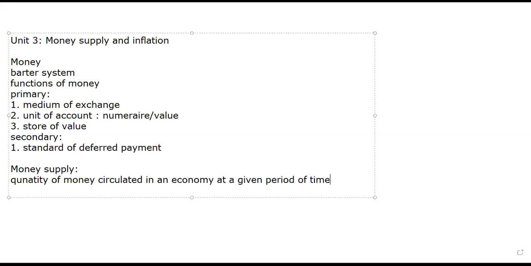Obviously, it is an implicitly given quantity. What quantity of money is being circulated within an economy by the monetary authorities at a given period of time is known as the money supply. And this money supply for every economy is regulated by some monetary authorities.